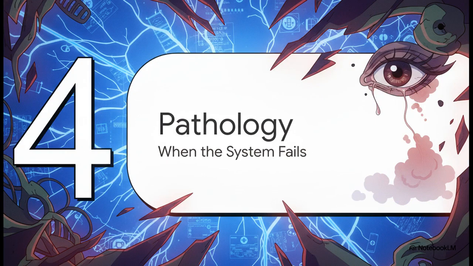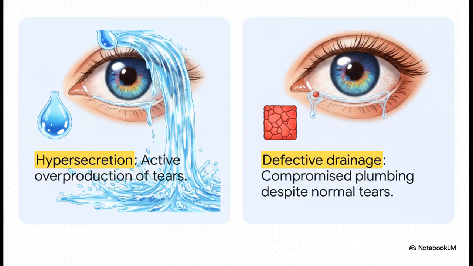Section 4. Pathology. Dry versus watery. When the system fails. So imagine a patient presents to your clinic complaining of a chronically watering eye. You immediately have to compare two potential system failures. Is the eye actively overproducing tears, which we call hypersecretion? Or is the production totally normal, but the drainage plumbing is blocked or broken?